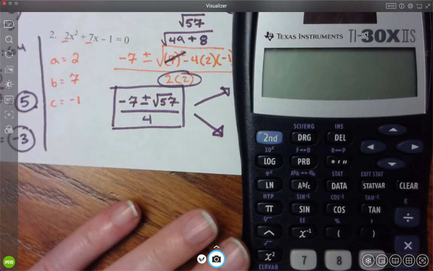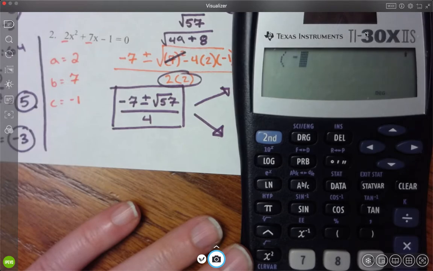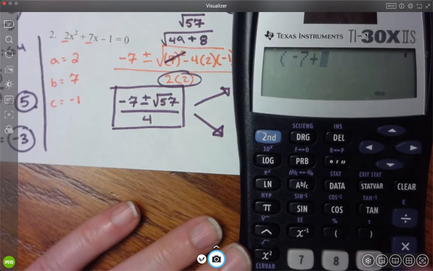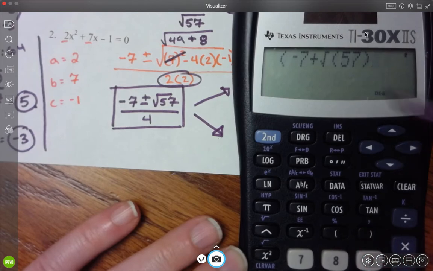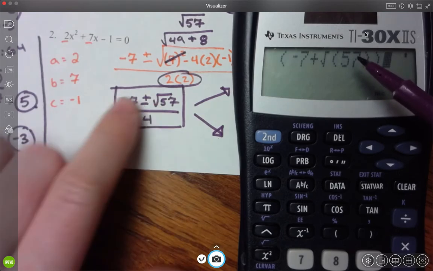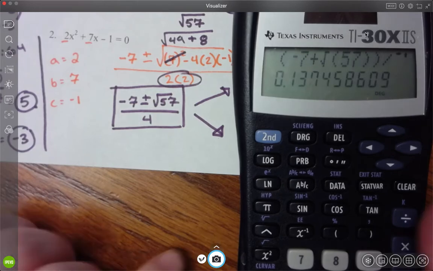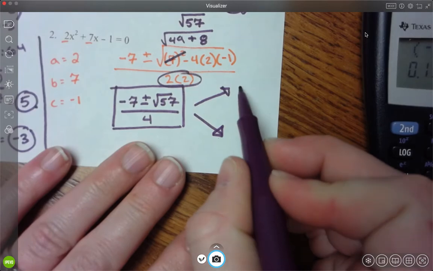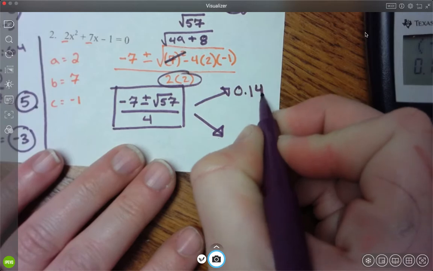Okay, so I'm going to start by doing parentheses on the top. So I'm going to open up my parentheses. I'll do -7, plus the square root of 57. Because it opened up a parenthesis there, I've got to close the parenthesis, and then another parenthesis close to close off that top part. So that's all of this top here divided by 4. That's what it's going to look like. So that was me adding the square root of 57, and I got 0.14.